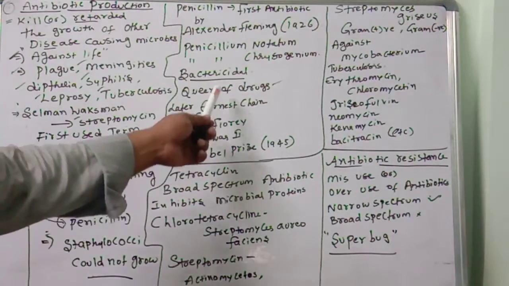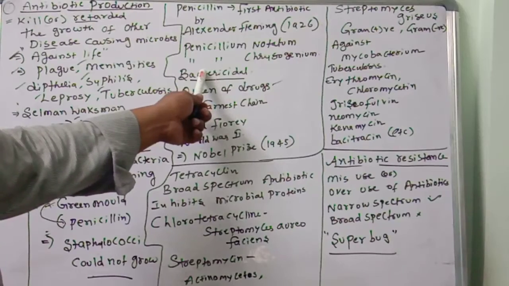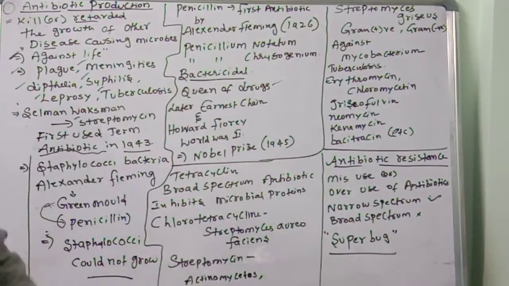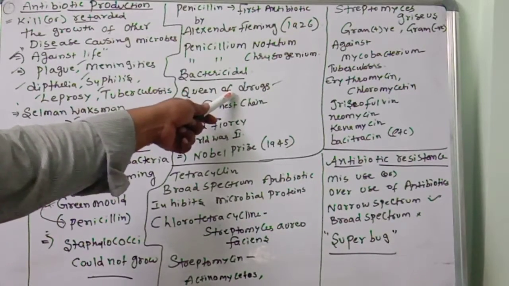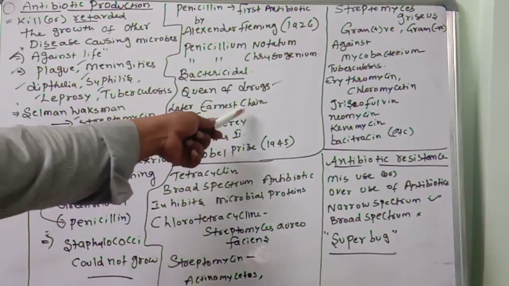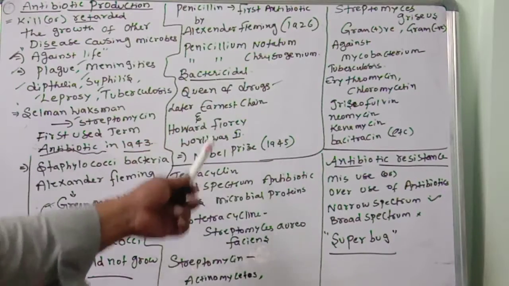Next important, these antibiotics are bactericidal. What is the meaning of bactericidal? It kills the bacteria. Antibiotics kill the bacteria, that's why it's called bactericidal. Penicillin is called the queen of drugs.